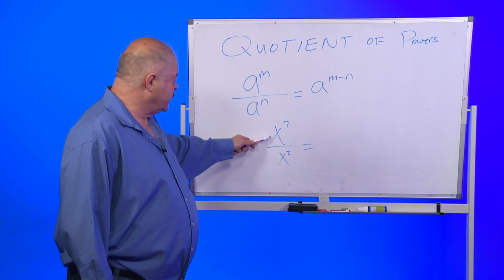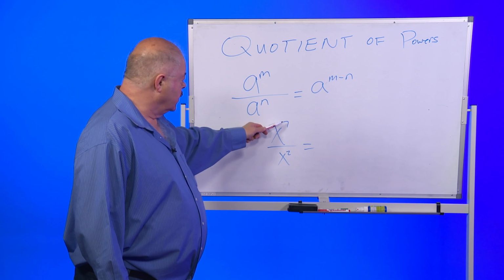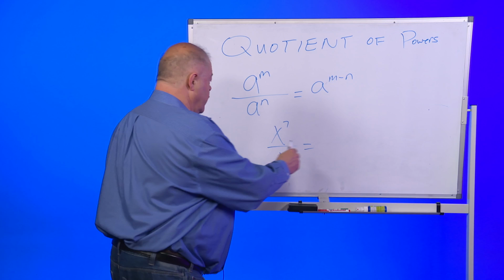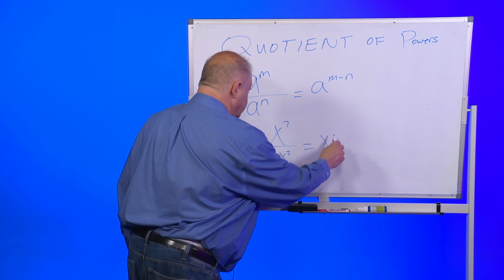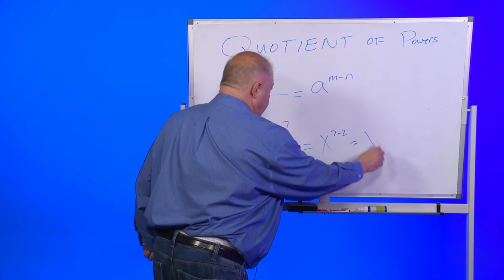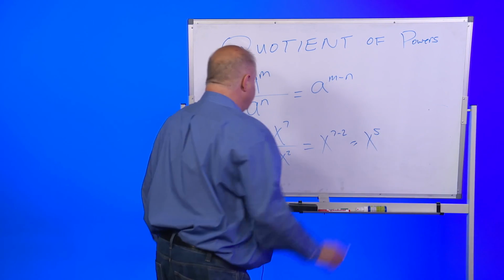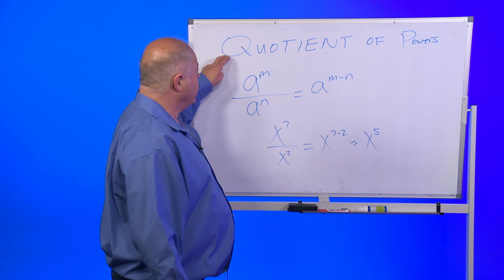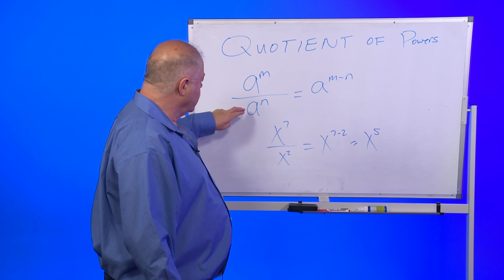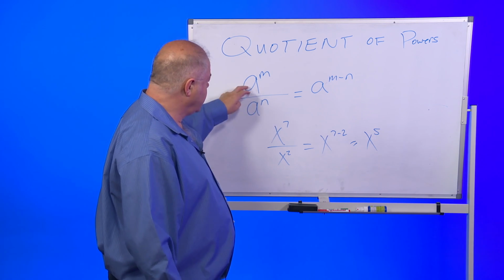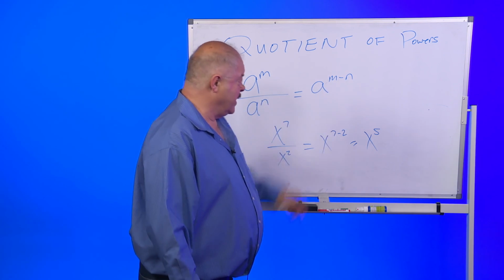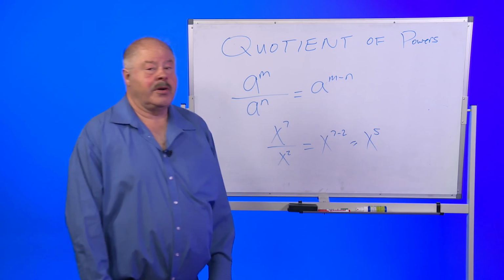So in this one here, we have the same base, x and x. x to the 7th divided by x squared. That's going to be x to the 7 minus 2, which is equal to x to the 5th. Again, the quotient of powers. So a to the m divided by a to the n, same base, will equal a to the m minus n.